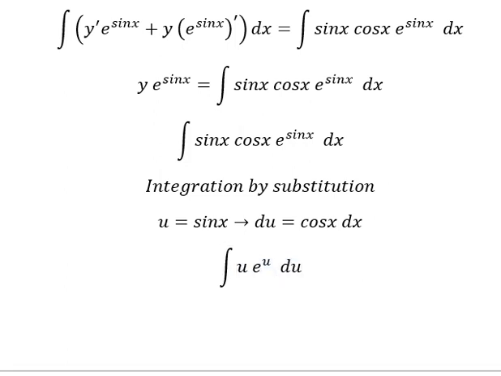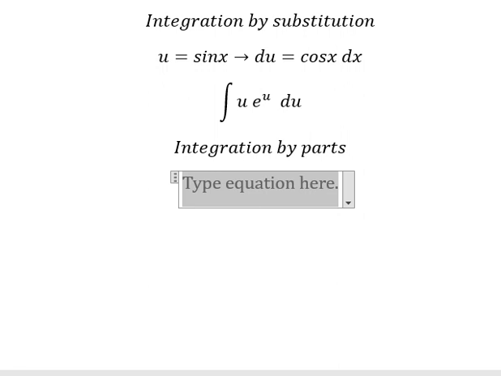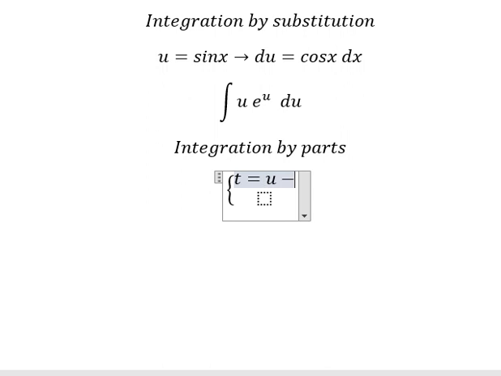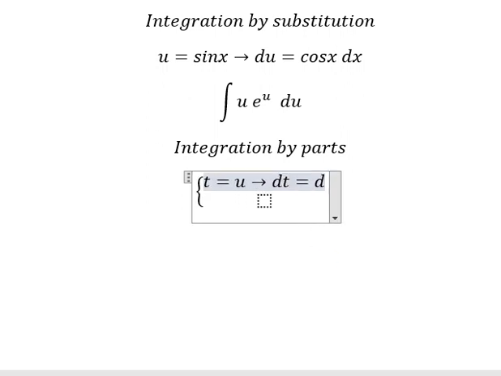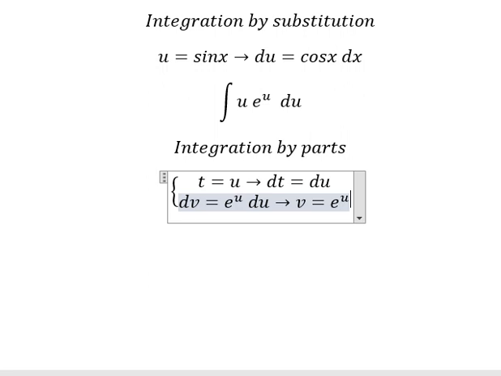Now we can use integration by parts. So I will put t equals u. So we can do the first derivative for both sides, and we have dt like this, and dv is e to the power of u du. The integration of this one, we have v equals e to the power of u.